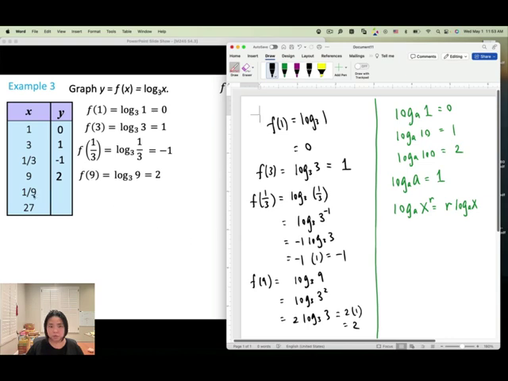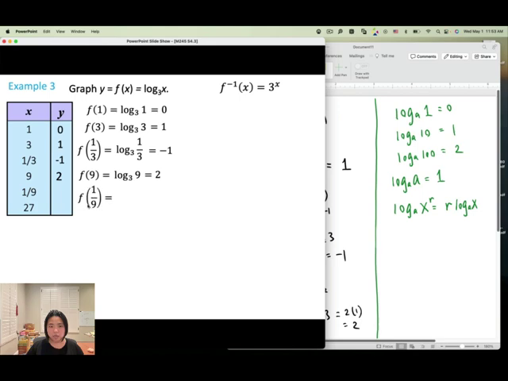Okay, now you guys should be able to do the rest of it, right? This is going to be f of 1/9. The 1/9, same idea with this guy. That will become 9 to the power of -1, or you could rewrite it to 3 squared to the power of -1. You should get -2. Last one, 27. So 27, we could rewrite it to 3 to the power of 3. And then the 3, put it in the front. So that will be equal to 3 here.